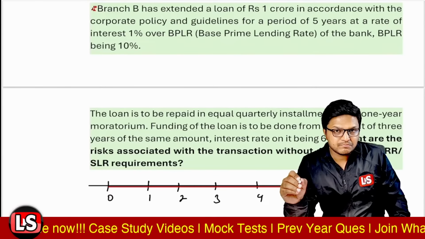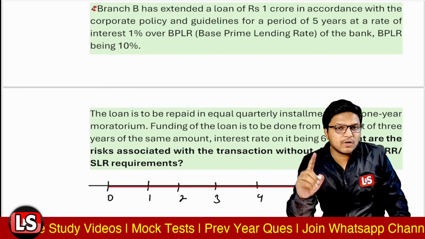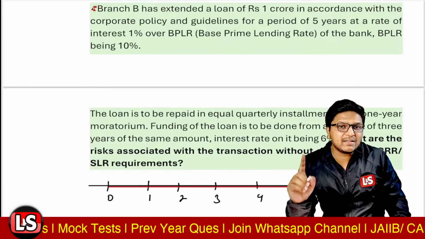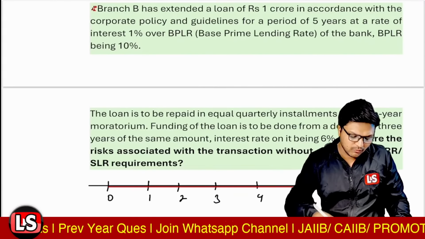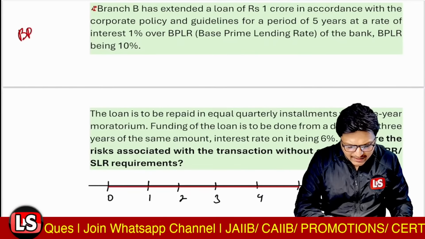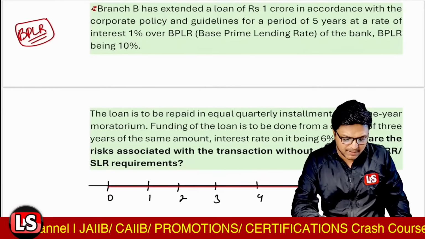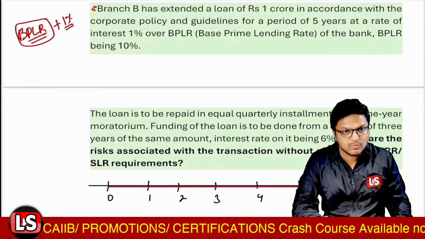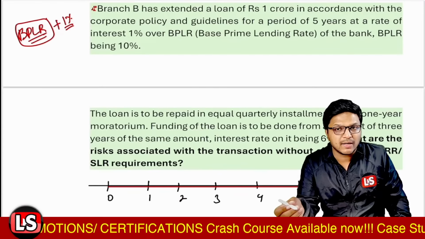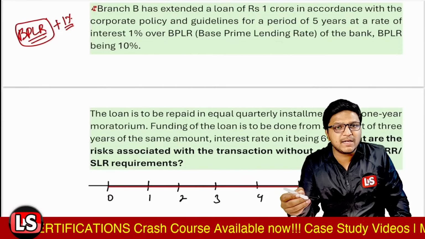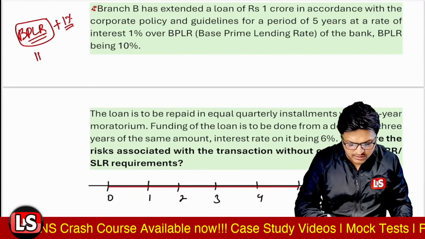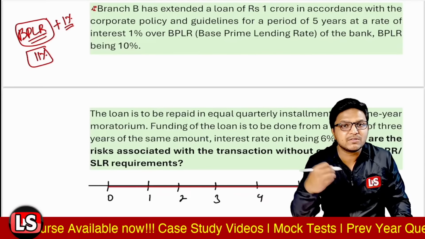And further, it has been sanctioned for a period of 5 years at a rate of interest of 1% over the BPLR. So whatever the base prime lending rate is, based on that plus 1%, the rate of interest is to be charged on the loan account. We are considering for now the BPLR to be 10%, so the rate of interest charged on the loan account is 11%.